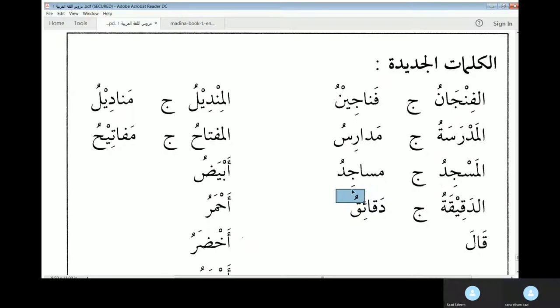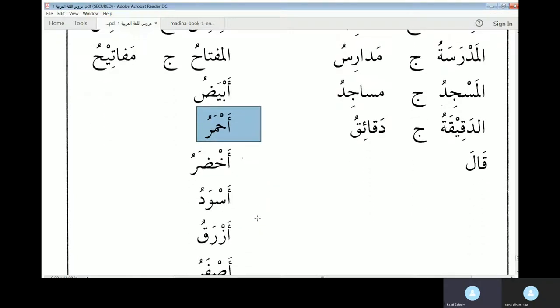And ad-daqiqatu. Daqiqatu means minute, and the plural is daqa'iq, minutes.